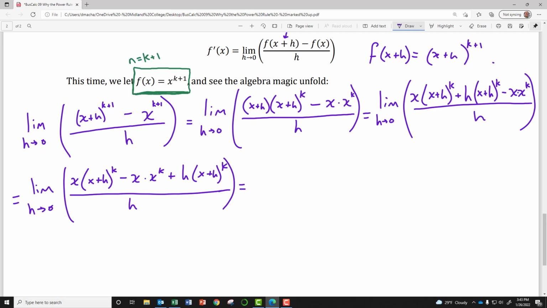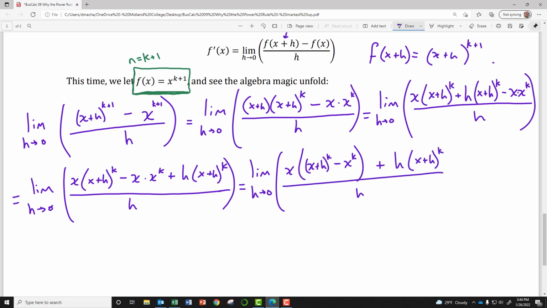Now, I'm going to factor out an x because I have a common factor x in the first two terms of my numerator. And that's all that's going to be going on here. So I have x times ((x plus h) to the power k minus x to the power k). So you can see how I factored out that x from the first two terms. And then my third term is still hanging out by itself. I have h times (x plus h) to the power k, divided by h. Awesome.